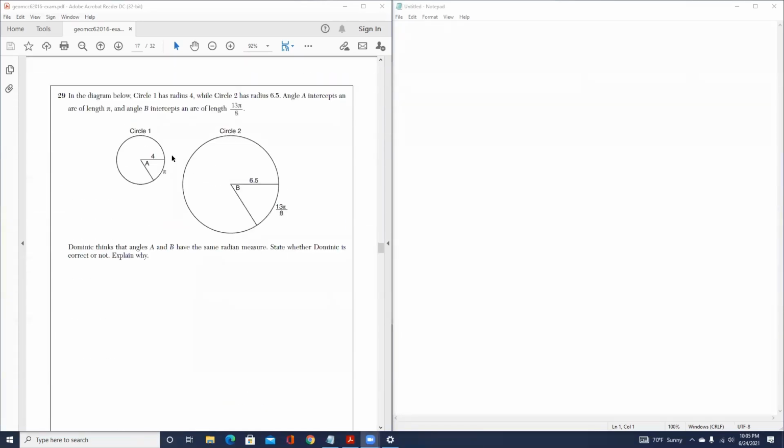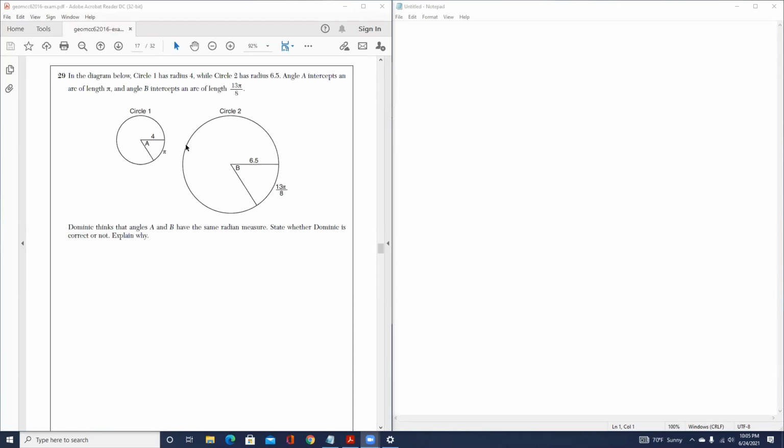So now onto 29. In the diagram below, circle 1 has radius 4, while circle 2 has radius 6.5. Angle A intercepts an arc of length pi, and angle B intercepts an arc of length 13 pi over 8. Dominic thinks that angles A and B have the same radian measure. State whether Dominic is correct or not. Explain why. So the most important formula to use is s equals theta r. We can rearrange this. If we're solving for theta, you get that theta is equal to s over r. Just remember that theta is the angle in radians, s is equal to the arc length, and r is equal to the radius of the circle.